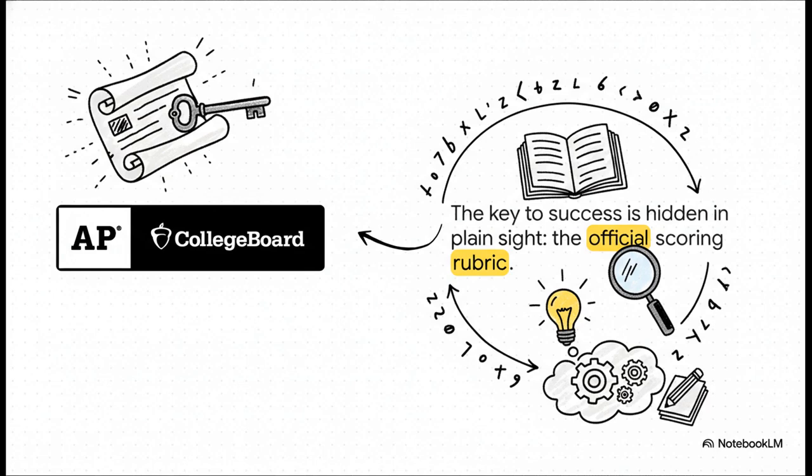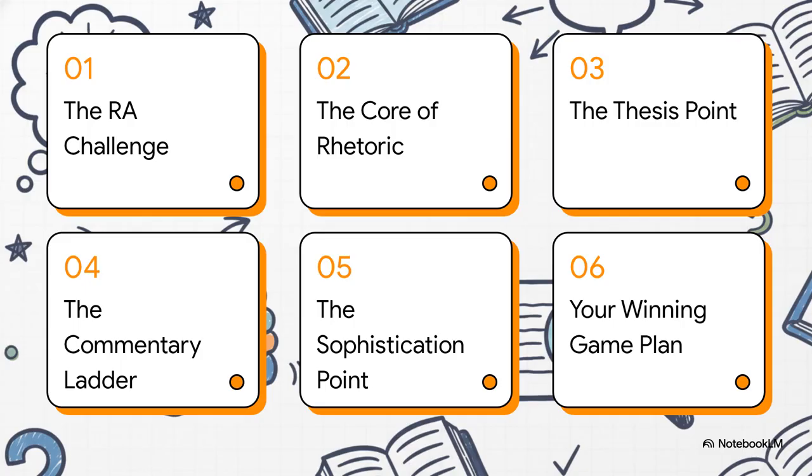Let's dive in. Okay, here's our game plan. We've got 6 steps. We'll kick things off by looking at the challenge itself, then get into the core of rhetoric. After that, we'll break down how to nail each part of the rubric, the thesis, the commentary, and that tricky sophistication point. And then we'll wrap it all up with your winning strategy.